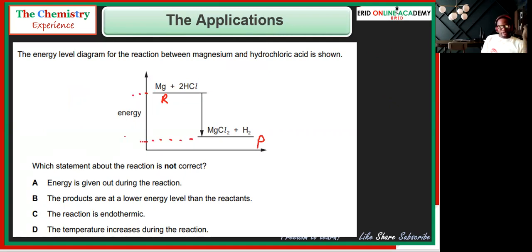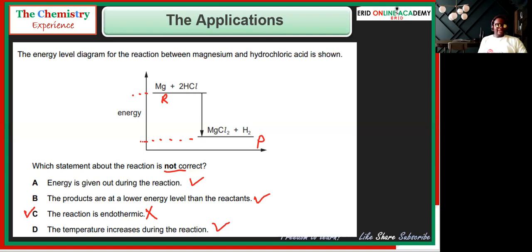So that tells you that it can never be endothermic. Then they say the products are at a lower energy level than the reactant. This is correct, right? Okay, I got what Shein is saying. Shein, I think you're right. I didn't consider this again. You said which one is not correct? Yes, not correct. Thank you, Shein. So the reaction is endothermic, which is wrong. It's not endothermic. So this is correct, so definitely it's the correct answer.